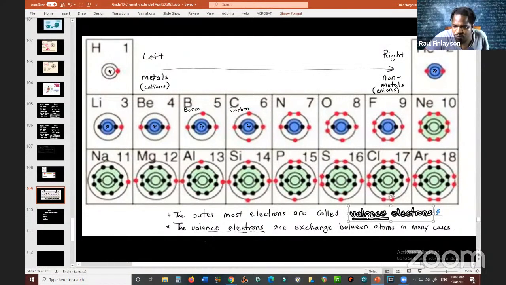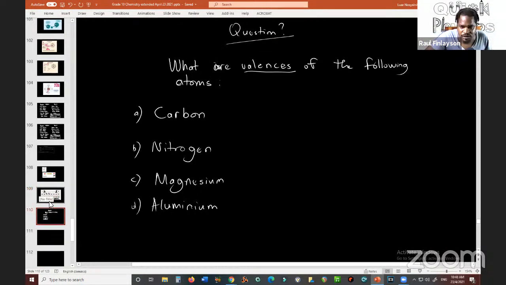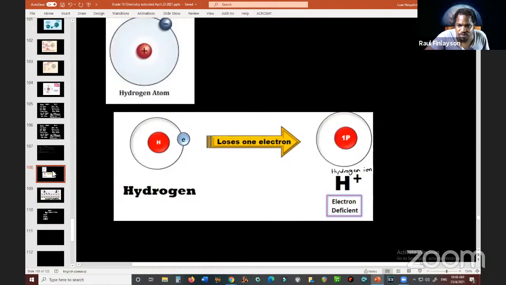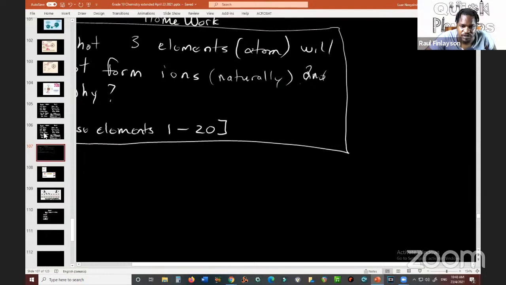All right, guys. So that's it for today. Next time I need to show you how the ions are formed, and it has to do with the valency, how many it has available. I will send these notes in the group, in the classroom rather, and I'll see you guys next week.